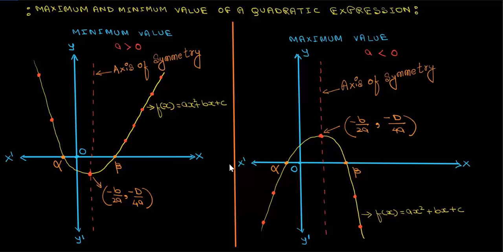These are the polynomials when the value of a is greater than 0. If a is positive, then it will open upward and it will have a minimum value, y minimum, of minus D by 4a at x equal to minus b by 2a. Similarly, y will be maximum when a is smaller than 0, and the maximum value is minus D by 4a.